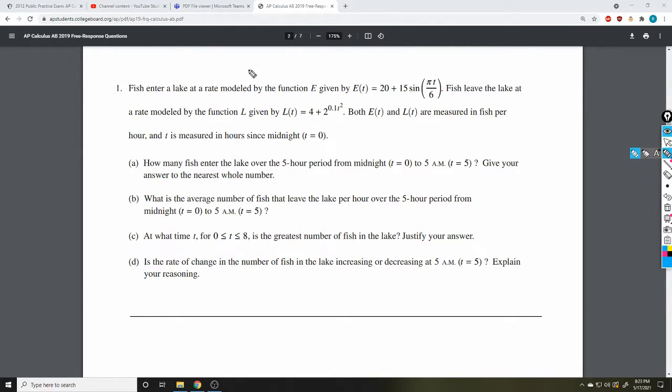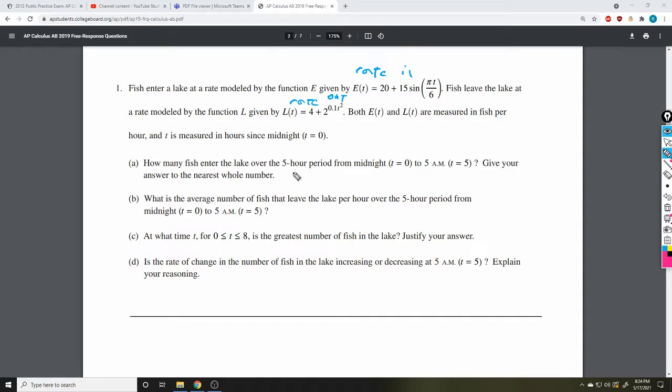So we have fish entering the lake and leaving the lake. So this is my rate in, and this is my rate out. And they're saying that we are measuring in fish per hour. T is measured in number of hours since midnight.